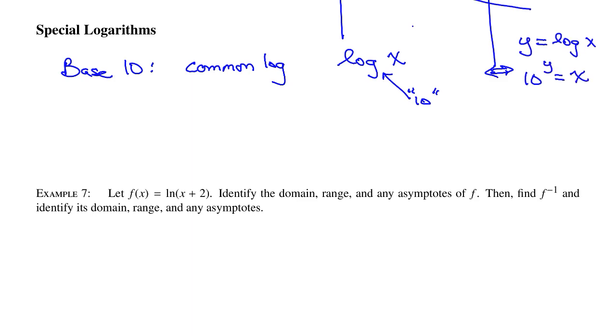And you use the common log a lot when you're dealing with scientific notation and you're dealing with applications that are based on magnitude, like seismic readings and things of that nature. All right, there's another one. How about base e? This is known as the natural log.